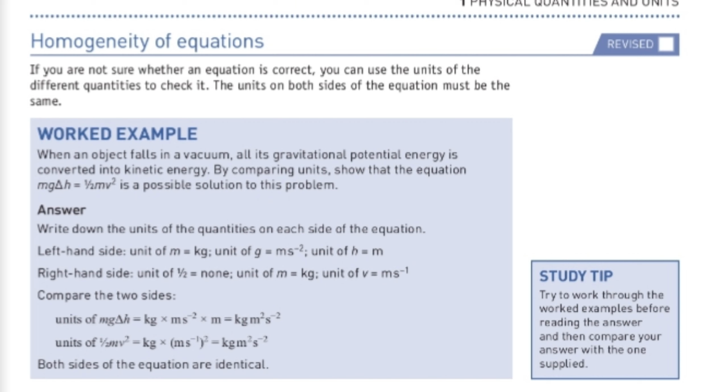Left-hand side, unit of m is kg, unit of g is meter per second squared, unit of h is m. Right-hand side, unit of half is none, unit of m is kg, unit of v is meter per second. Units of ½mv² equals kg meter squared per second squared. Both sides of the equation are identical.